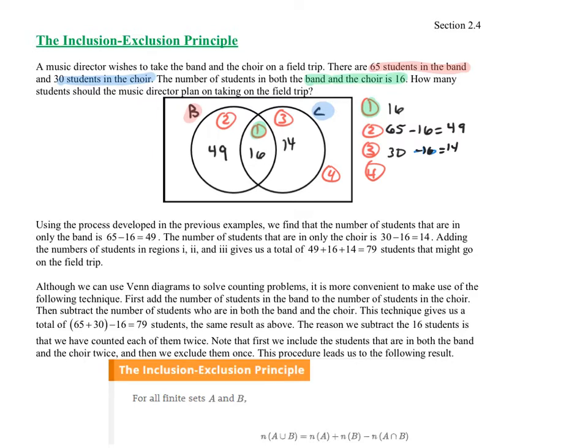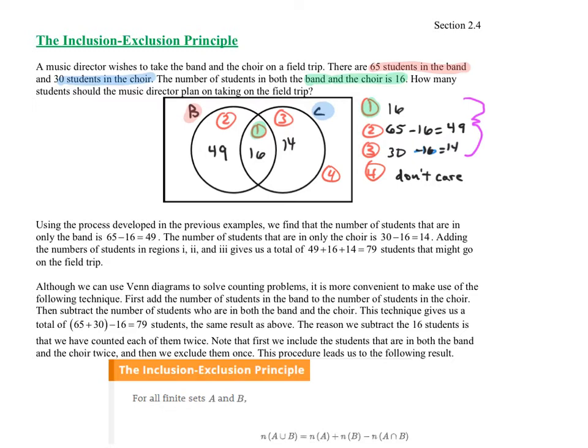Region 4 is nonsense in this case. It's people who are not in band and not in choir, and at this point we don't care about them because we don't need to bring them on the field trip. So the question becomes, how many need to go on the field trip? Well, if you agree, what needs to go is regions 1, 2, and 3.